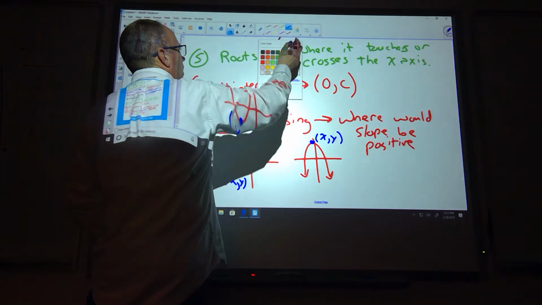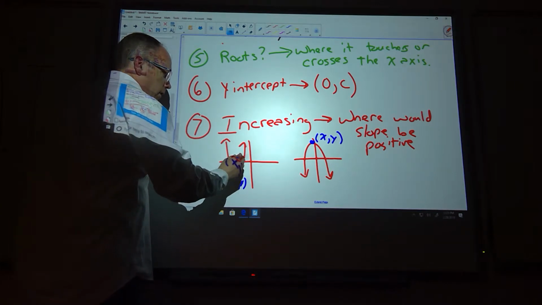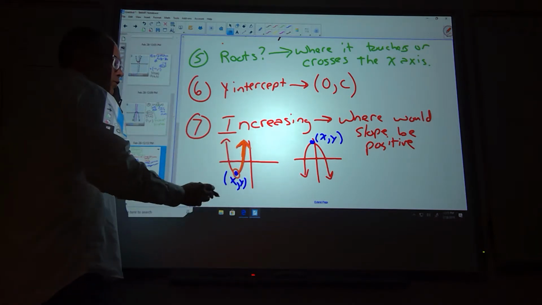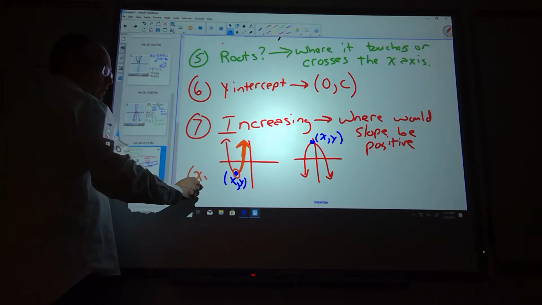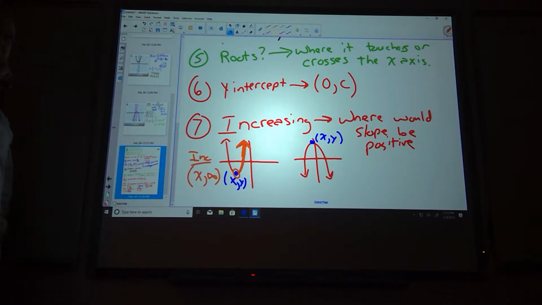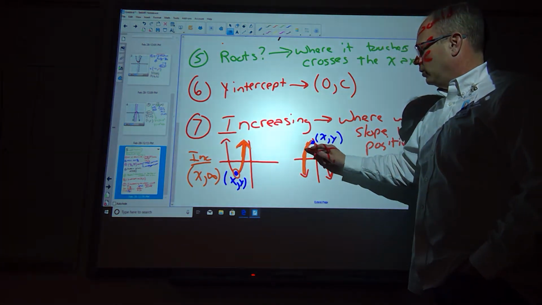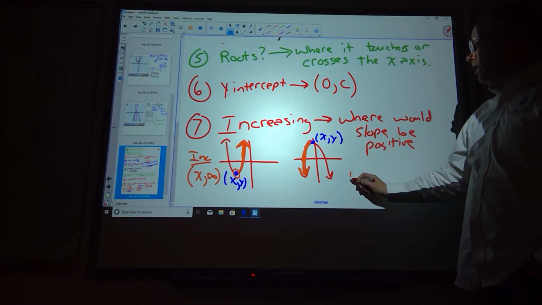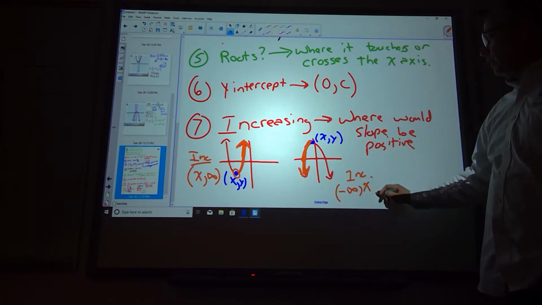Okay, so if we want to know where it's increasing, increasing is starting here, heading up. So it's that region right there. So you would have to say on this one, it's increasing from whatever my x value is to infinity. That's where it would be increasing. Okay? It's increasing here on this side. So if I took any of those 2 points to find them, I could verify where it's increasing there. So on this one, it's increasing from negative infinity to our x value.